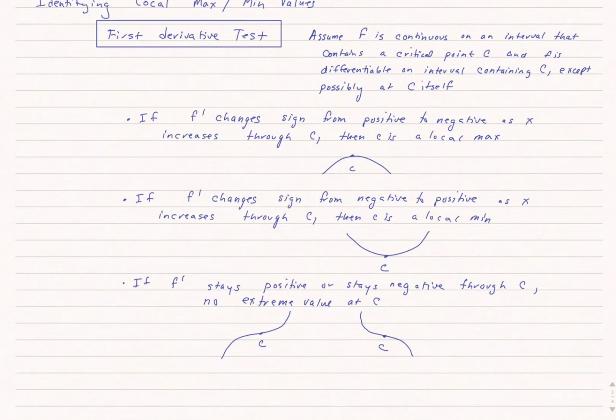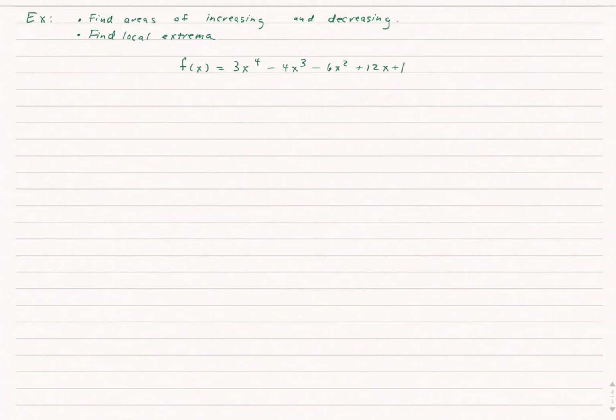Let's do an example. Let's find areas of increasing and decreasing and the local extrema for the function f of x equals 3x to the fourth minus 4x cubed minus 6x squared plus 12x plus 1. First, let's find the derivative so we can find the critical points. Once we find the derivative, we set it equal to 0, and then we factor.